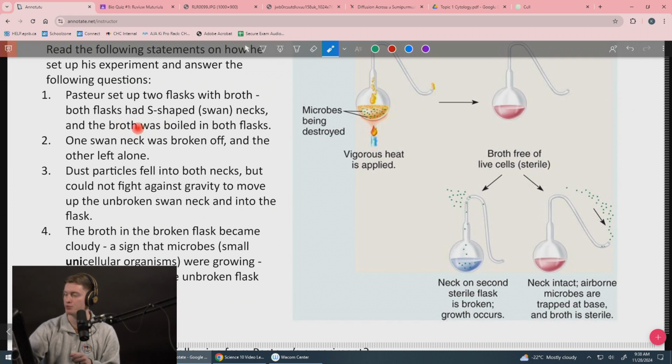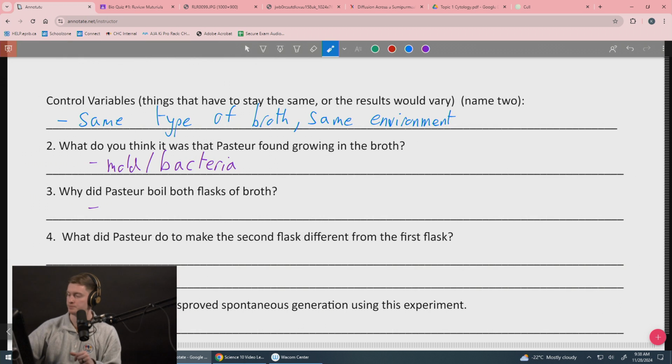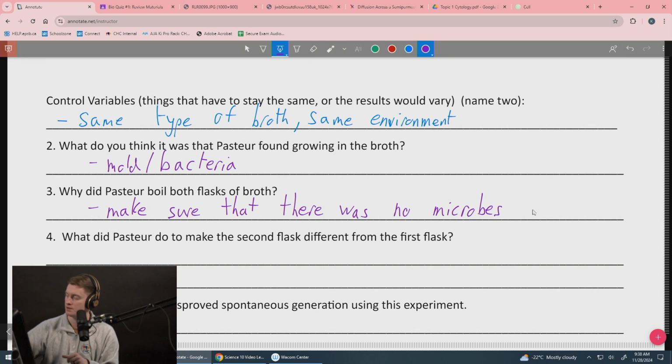It says here that the broth was boiled in both flasks. Right here it says these are the microbes being destroyed, all these little guys. After you boil the flask, they're dead. If you didn't boil the flasks, then there might have been microbes already in there, and both of these would have ended up cloudy. But by boiling the flasks, you can start with no microbes, and then your experiment figures out, okay, where do they come from? To make sure that there was no microbes at the start.